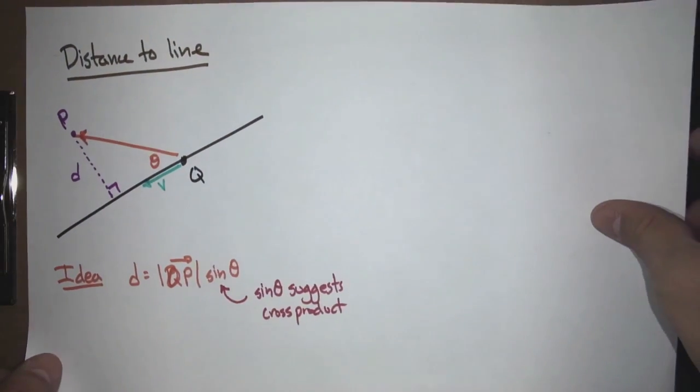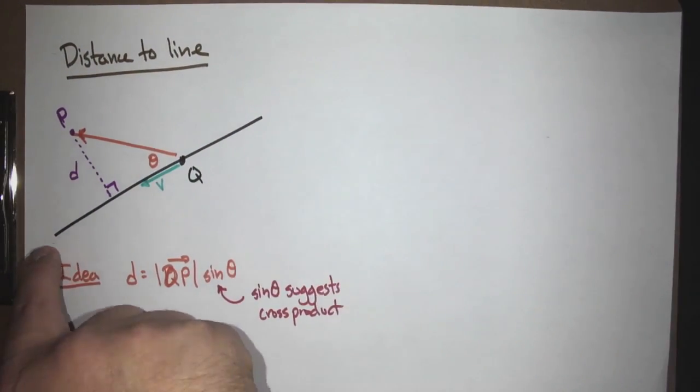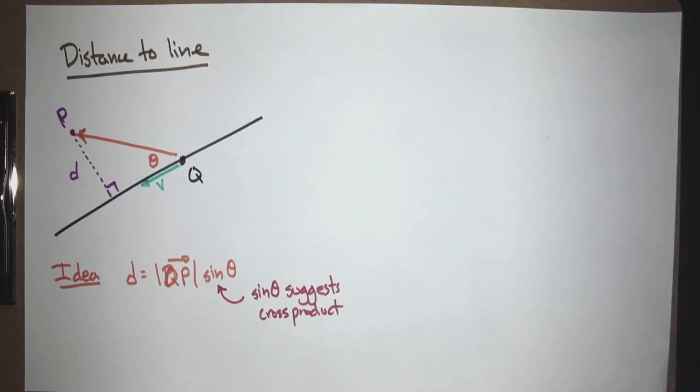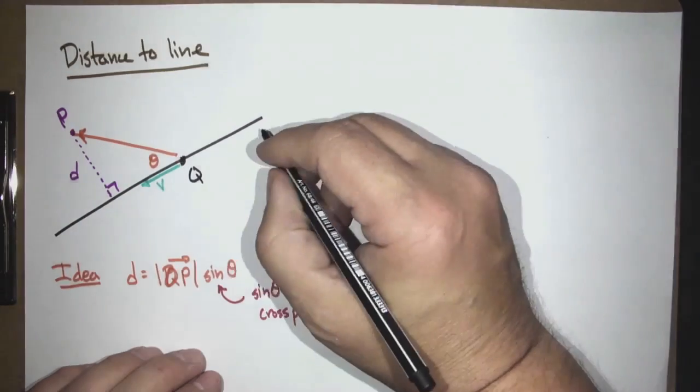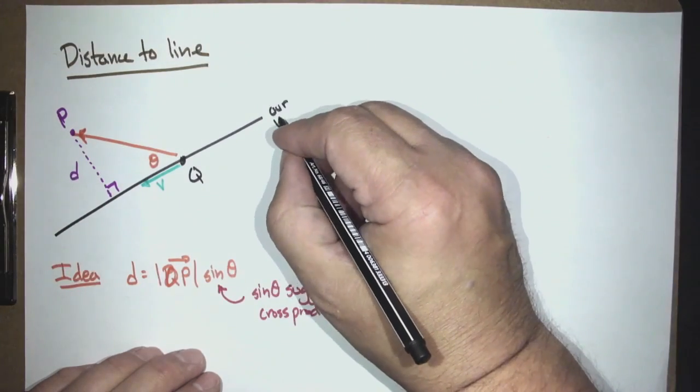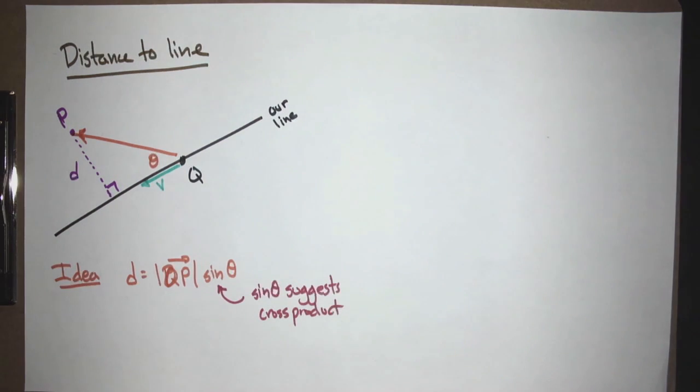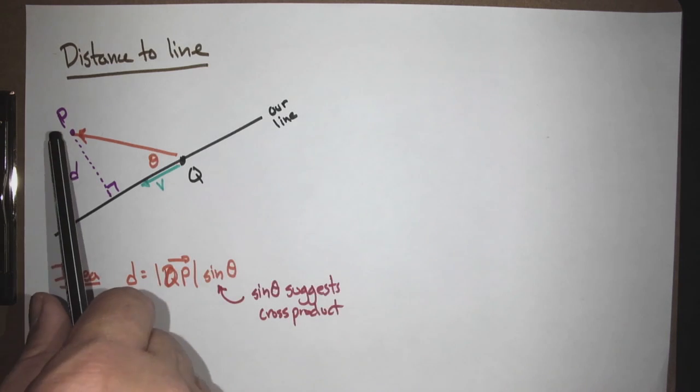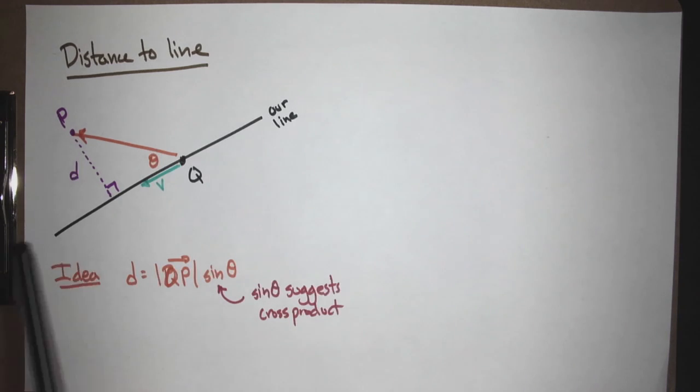Suppose we have the following. We're given a line. So here's our line. And in case you're wondering, is that our line? I'll just mark this as our line, so now there's no mistaking it. That's our line. And we're given a point P not on our line. We're asked, how far is this point from our line? Find the distance from P to our line.